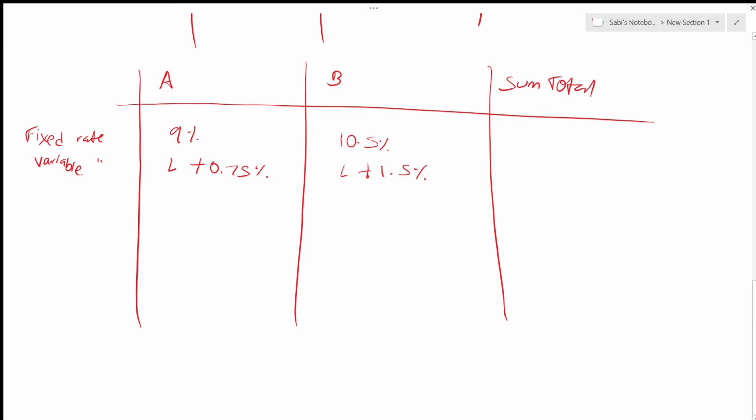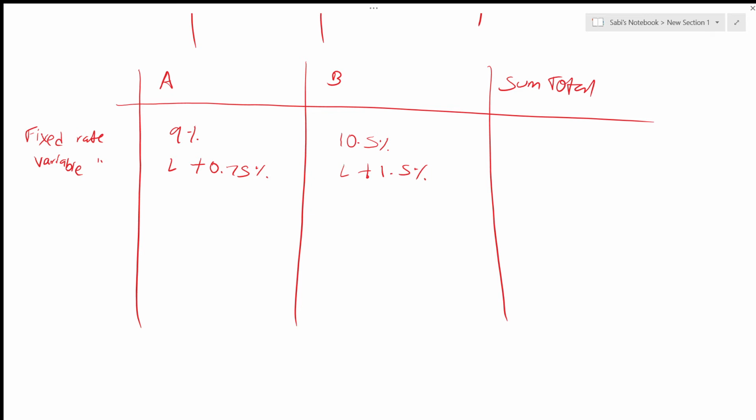Now you have to find the difference. You can see that under both fixed and variable rate, A is paying less, right? Because A is paying 9%, whereas B is paying 10.5%. A is paying L plus 0.75, whereas B is paying L plus 1.5. So in both conditions A is paying less. That we know. But another doubt is in which rate they have the comparative advantage. That is the rate where they have to swap.